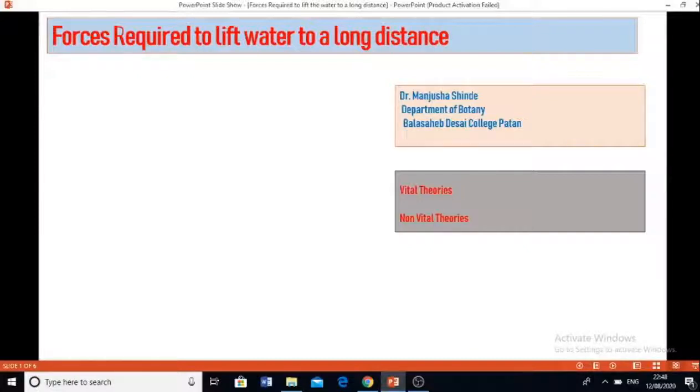Some of the well accepted theories are vital theories and non-vital theories. Vital theories are again subdivided into pulsation theory and root pressure theory. Non-vital theories are subdivided into capillary theory, atmospheric pressure theory, and cohesion and transpiration pull theory. We see all these theories one by one.